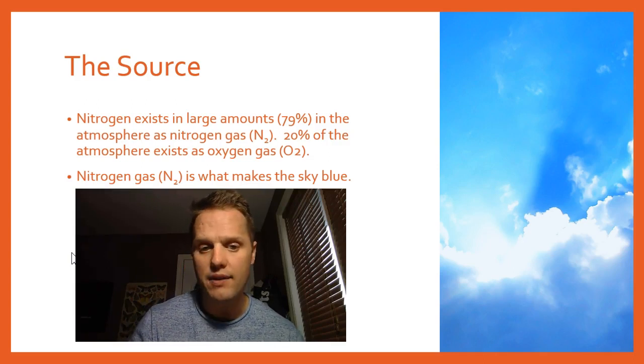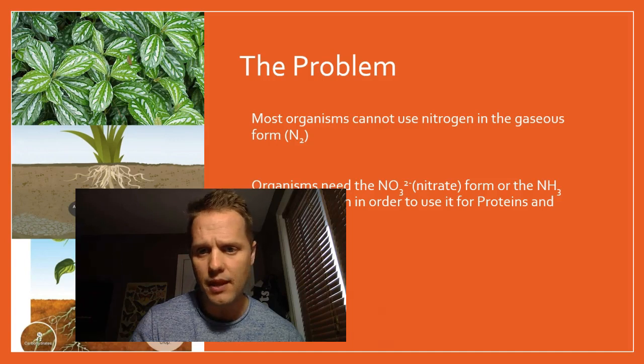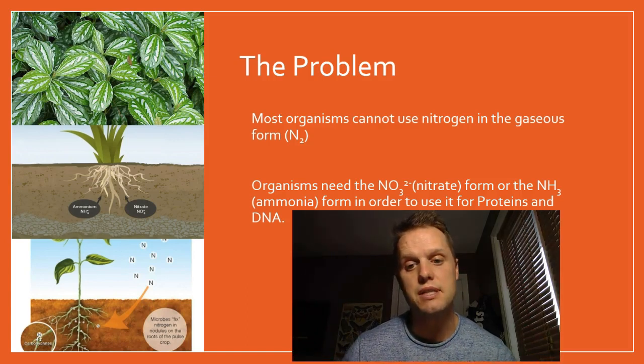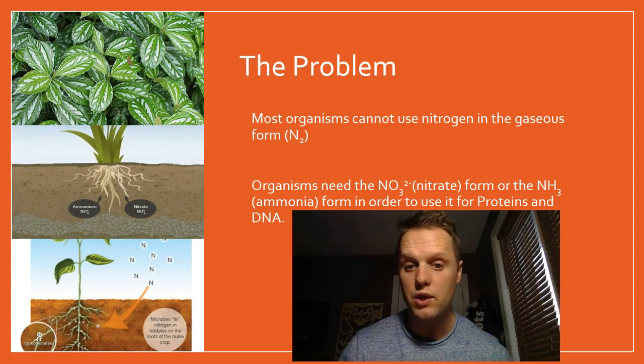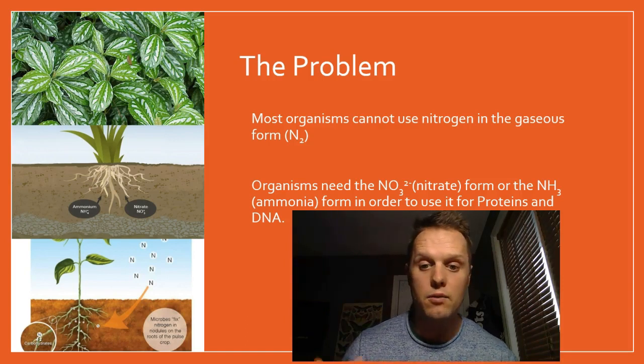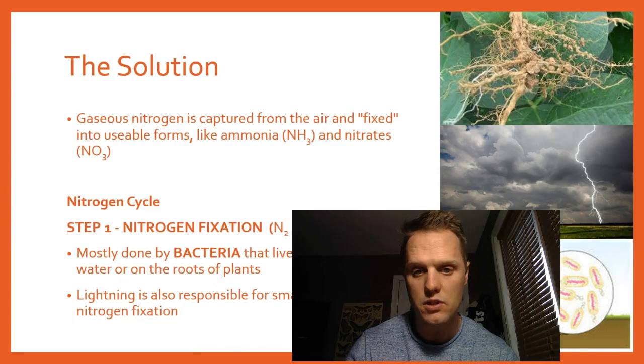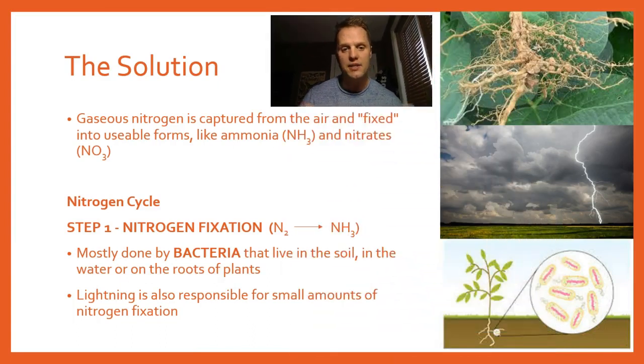So we have a lot of it, but the problem is that most organisms cannot use nitrogen in the form that's found in the atmosphere, which is N2. Organisms need the oxidized form, which is known as nitrate, or they need ammonia, which is NH3. So we can't get that from the atmosphere, so we need a cycle to create it for us so that we can use it. So the solution is that the gaseous nitrogen, or N2, needs to be fixed into usable forms called NH3 and nitrates. And this is the nitrogen cycle.